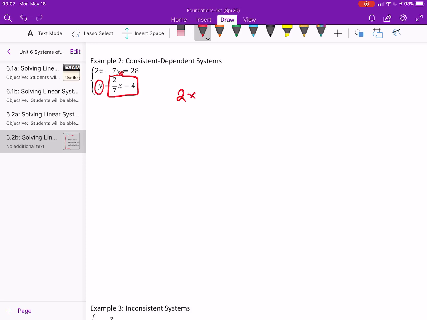And so we get that 2x minus 7, substituting in what I've got here in this box, 2 sevenths x minus 4. And that's equal to the 28. Okay? So now we're going to distribute the negative 7. So the negative 7 times 2 sevenths x and negative 7 times negative 4. And so I'm going to get the 2x. Negative 7 times 2 sevenths x, the 7's will cancel, and I'm going to get negative 2x.